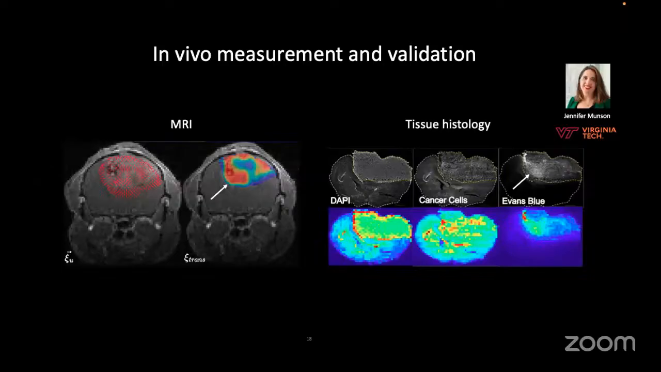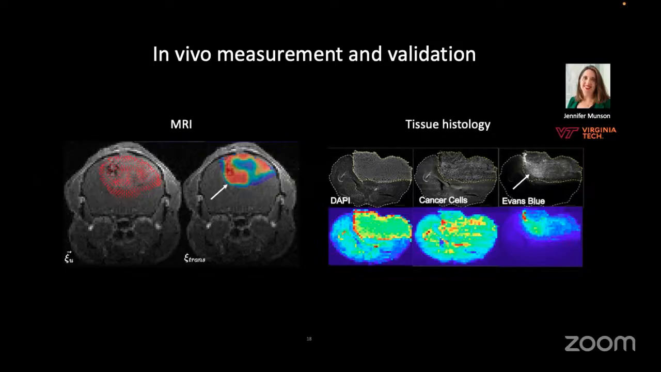And then we did in vivo validation. Again, in collaboration with Jenny Munson at Virginia Tech, we put some poor little mice into the MRI machine after giving them brain tumors, and computed all these fluid flow characteristics with this algorithm, and then compared that directly to the histologic sections where we could measure vessel density.